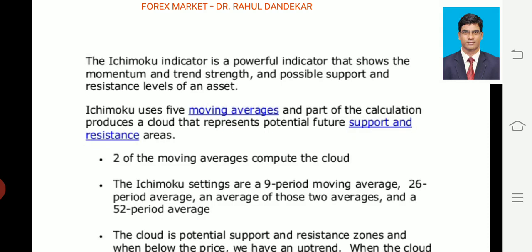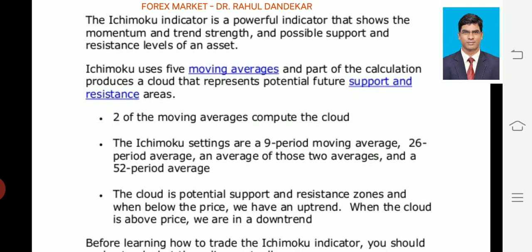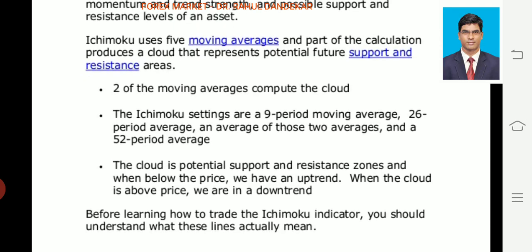The Ichimoku indicator is a powerful indicator that shows the momentum and trend strength and the possible support and resistance level of an asset. Ichimoku uses 5 moving averages and part of the calculation produces a cloud that represents potential future support and resistance areas. Two of the moving averages compute the cloud.